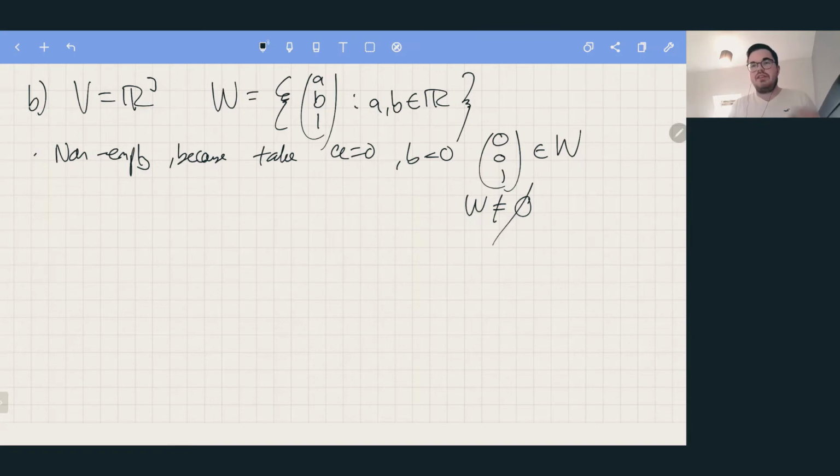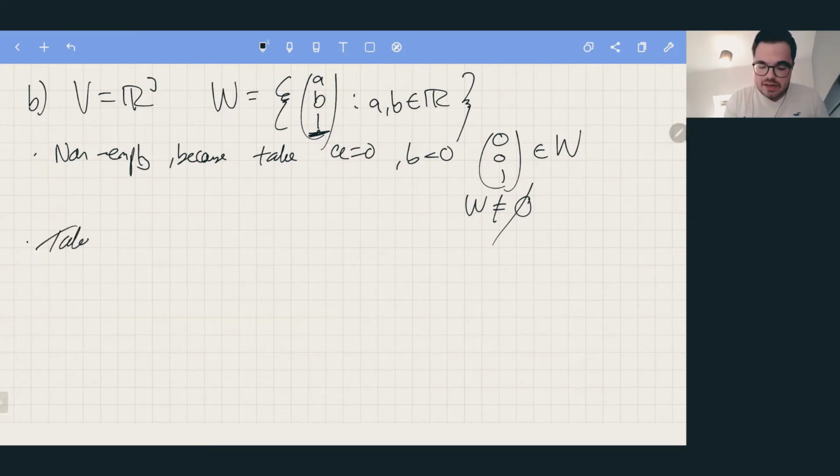It's definitely non-empty. Now, because we've got this 1 here, I have a feeling we're going to fail over scalar multiplication, because if I take the zero scalar and multiply it with just any vector in that space, I'm going to get the zero vector. And the zero vector is actually not in W, because all those vectors have to have a 1 where you'd have the z component. The z component would be 1, right? So I'm going to use that.